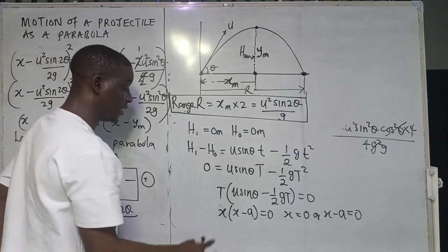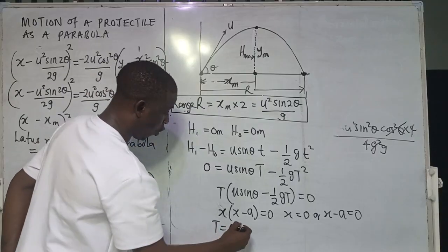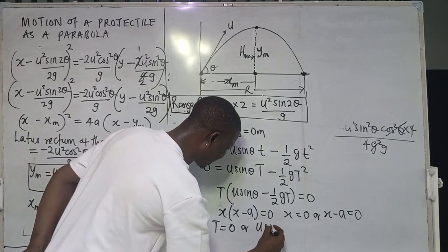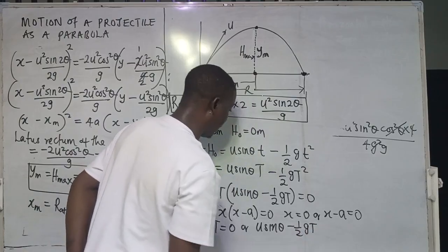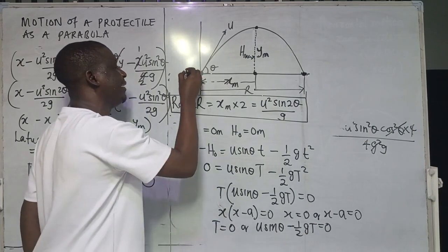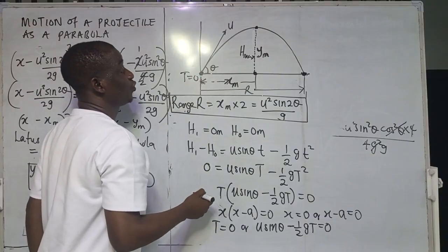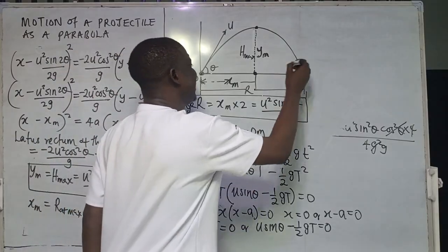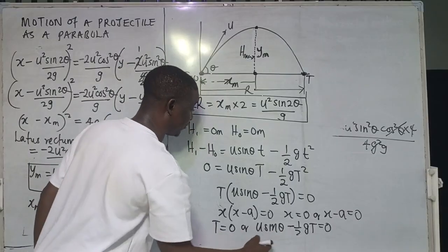So in this case now, we say T is equal to 0, or U sine theta minus half GT is equal to 0. Now, let me explain. T equal to 0 occurs here. That means when the motion is about to start, that means at the point of projection. What we want to look for now is we can get it from here.